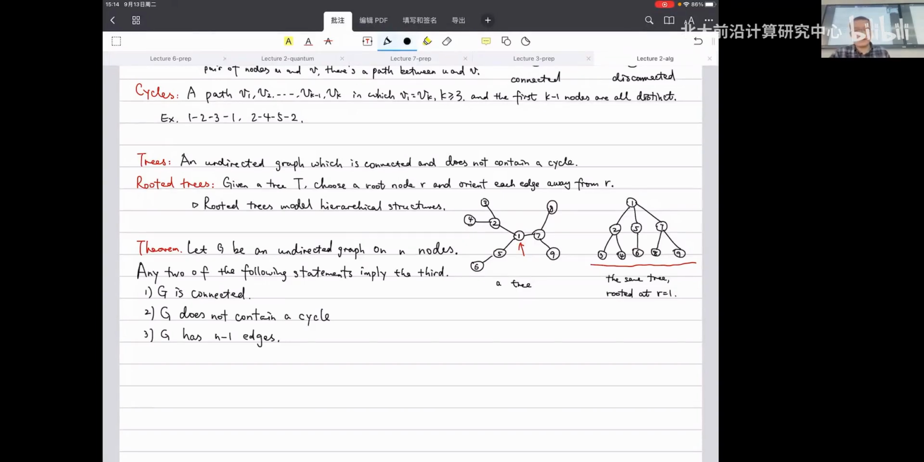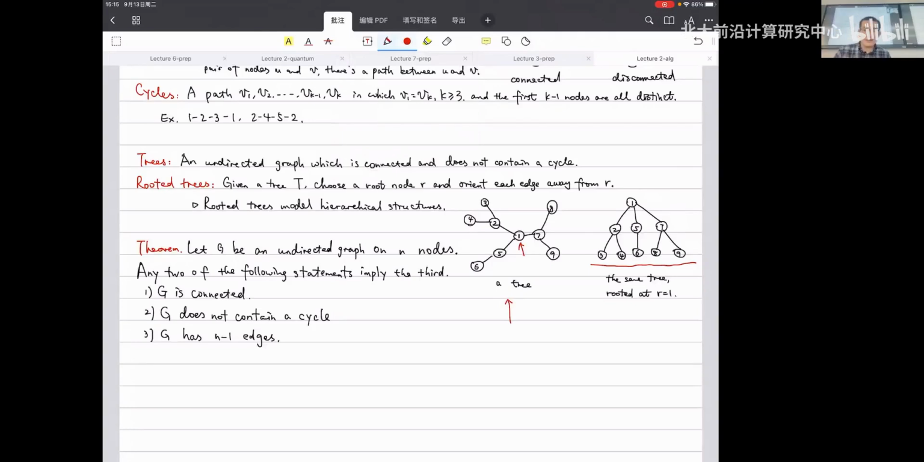The first and second conditions put together are the definition of trees. But a sharper point here is that G also has n-1 edges. Let's take a look at this graph as an example. By the indexing of the nodes, it is clearly seen that this graph has 9 vertices. So what is the number of edges? It is not very difficult to check that this graph actually has 8 edges.